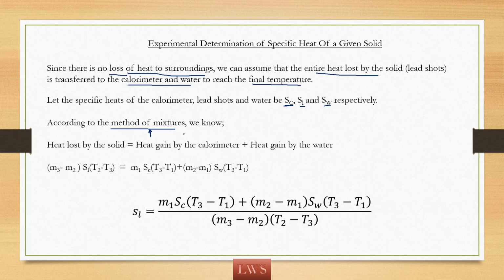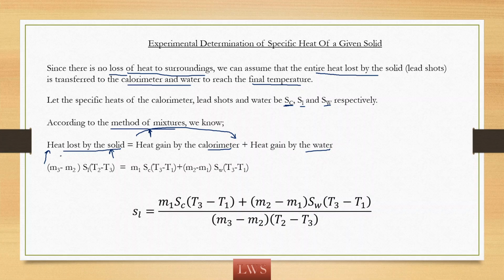Here, what is the hot body? The hot body is the solid material, that is nothing but the lead shards, and what are the cool materials? That is the calorimeter along with water. Whatever heat is lost by our solid material, the lead shard, will be transferred to the cool bodies, those are the calorimeter and water. So what happens?